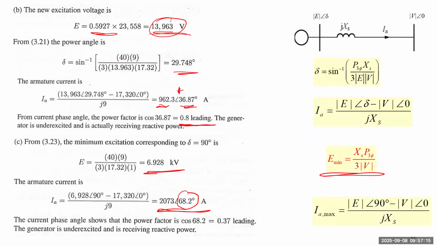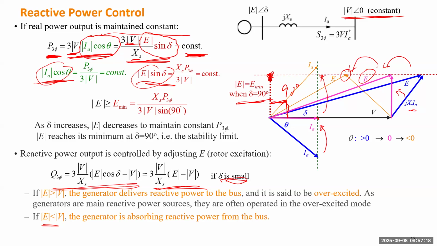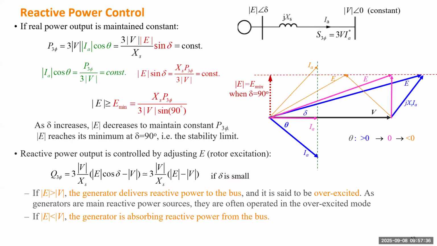Right, 68 degrees. So if we utilize this phasor diagram to draw it, it will be roughly here. This is very high because it still moves along this vertical line. So this is the IA, and this angle is 68 degrees. And if you draw the voltage, it can be very close to the limit, which is this one.